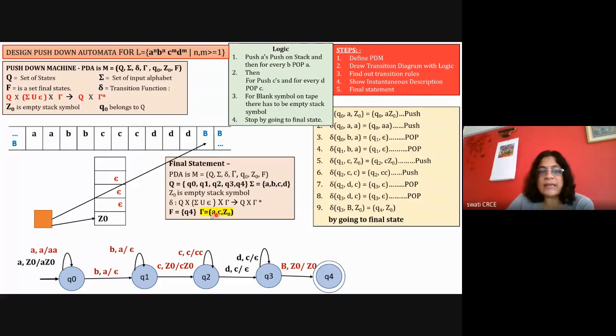This carries some weightage: half a mark or 1 mark for the final statement. Definition carries 1 or 2 marks. Logic carries 1 mark. And the design has the maximum marks. For design and writing, transition rules have equal weightage. Okay, this way you can end your design. And you have to follow all 5 steps.